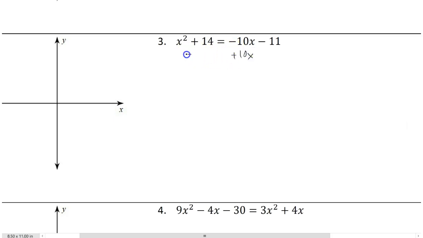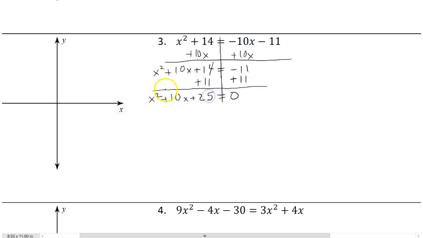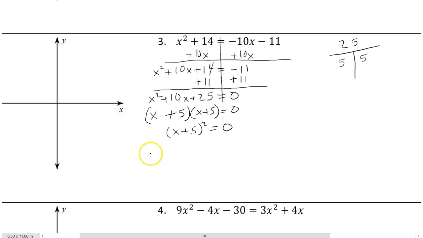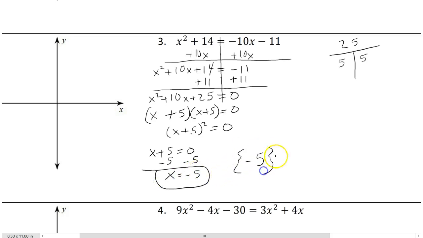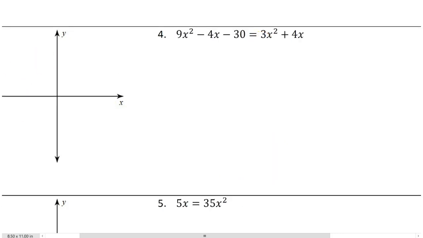First, make the right side 0. Now factor the equation. The two factors in this case are the same, so it is only necessary to write one equation, and there is only one solution, x equals negative 5. This solution can be pictured as the vertex of a parabola. Pause the video and try the next example yourself.